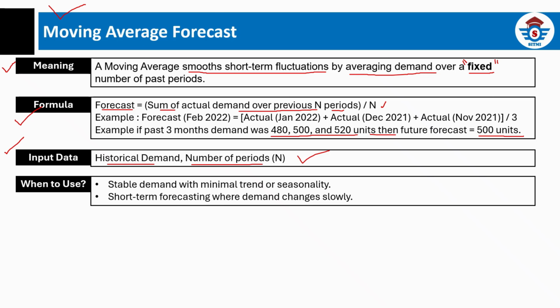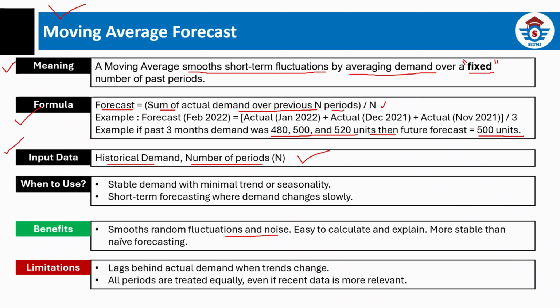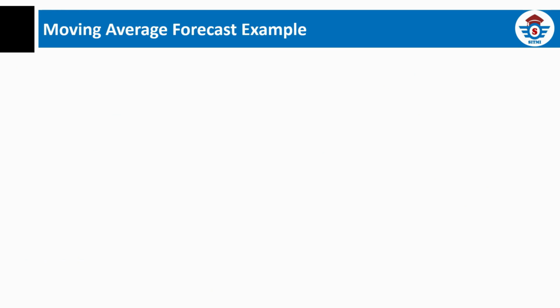The key benefit of this method is that the moving average reduces random noise and gives a more stable forecast compared to the naive method. It is also simple to calculate and easy to explain to management. However, let's also understand the limitations. One of the limitations is when demand trends change quickly, this method reacts slowly because all past periods are treated equally, even if the recent demand might be more important.